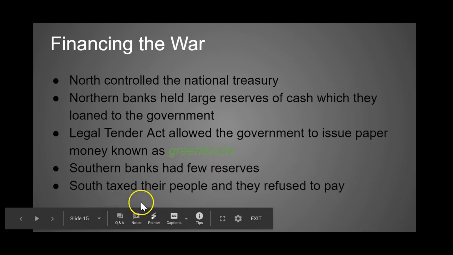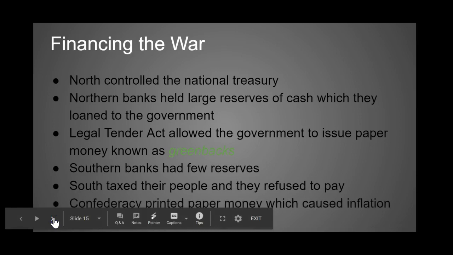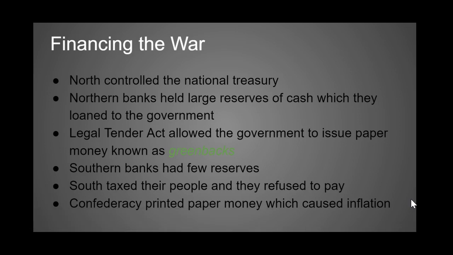And the South also taxed their people, but the people refused to pay. So this is how the South was trying to get money to finance the war, but Southerners didn't want to pay the Confederacy. So the South didn't have as much money to finance the war as the North did. Okay, so the Confederacy decided that they would print paper money, and this caused inflation.